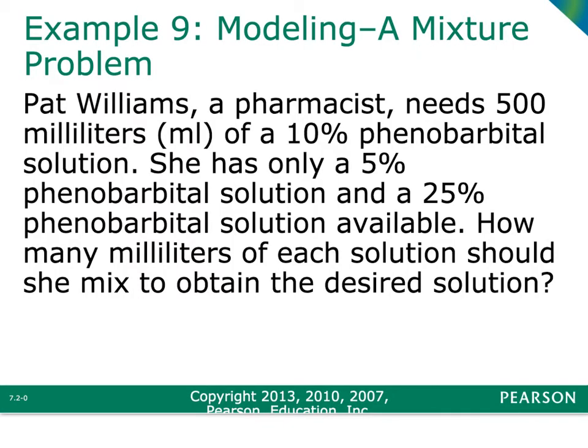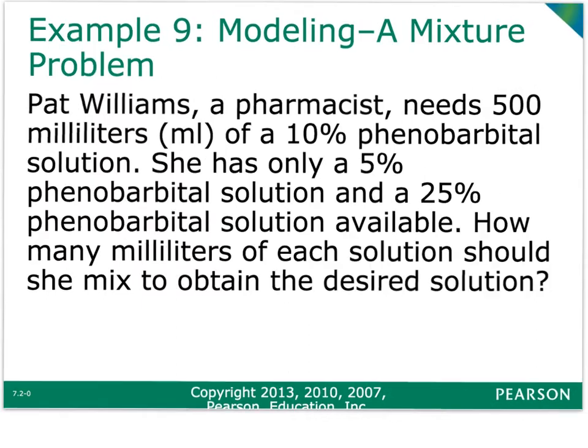So let's check out one story problem. I think this is the most challenging of the story problems. The mixture problems, in my opinion, are the toughest. Pat Williams, a pharmacist, needs 500 milliliters of a 10% phenobarbital solution. She has only a 5% phenobarbital solution and a 25% phenobarbital solution. How many milliliters of each solution should she mix to obtain the desired solution?